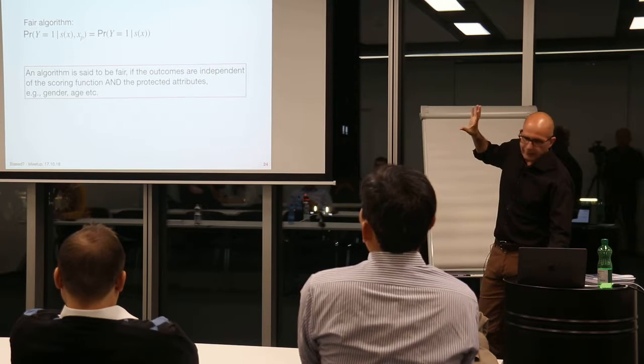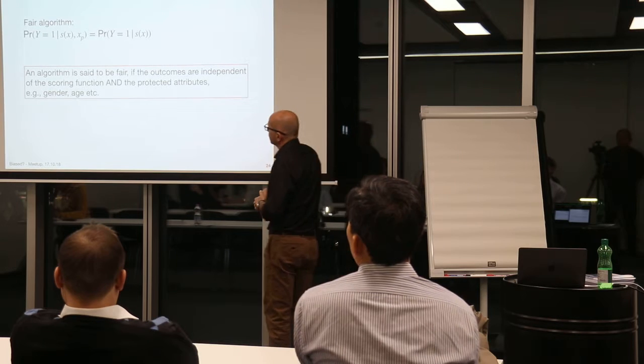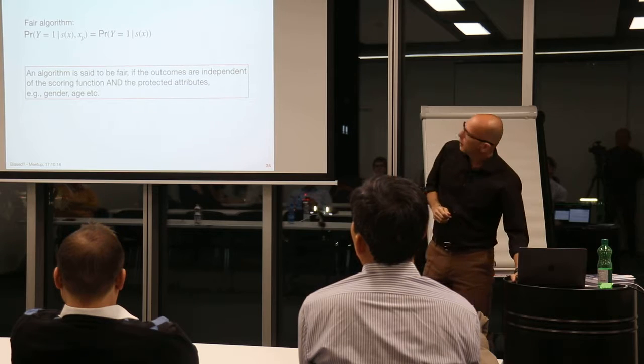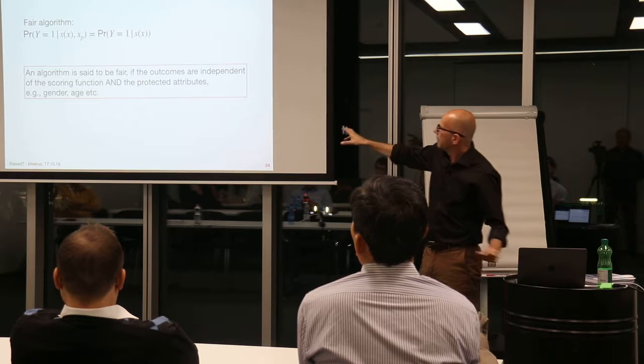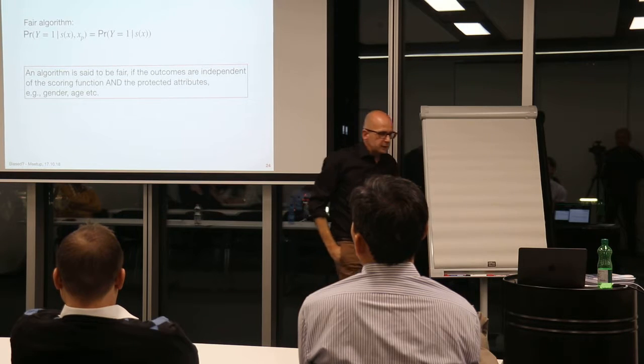Okay, the third one, I will not go into detail, but it has to do with the scoring function and with the protected attribute. It just means that you do that here, plus it should be independent of the scoring function as well.